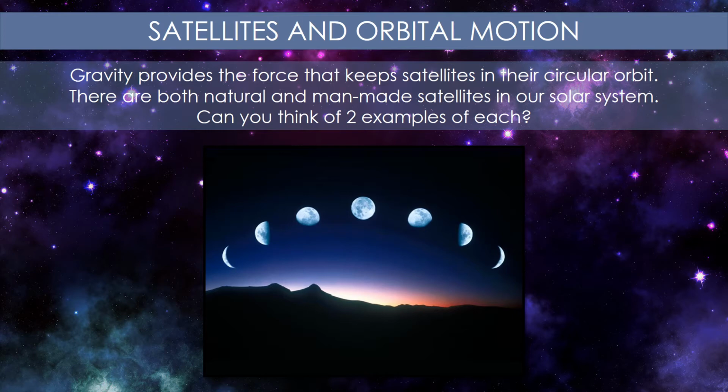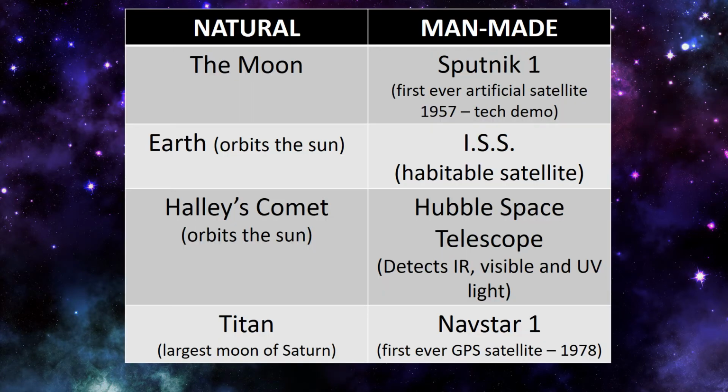And then man-made satellites, we have geographical and communication satellites as well as space stations. There's some really good examples. The moon, the Earth, Halley's Comet, that's a good one. And Titan is an example of a moon of Saturn. Sputnik is probably the most famous satellite because it was the first ever artificial satellite in space. Navstar 1 was the first GPS satellite. Obviously, there are loads of those now. Hubble Telescope and the ISS, the habitable satellite, the International Space Station.